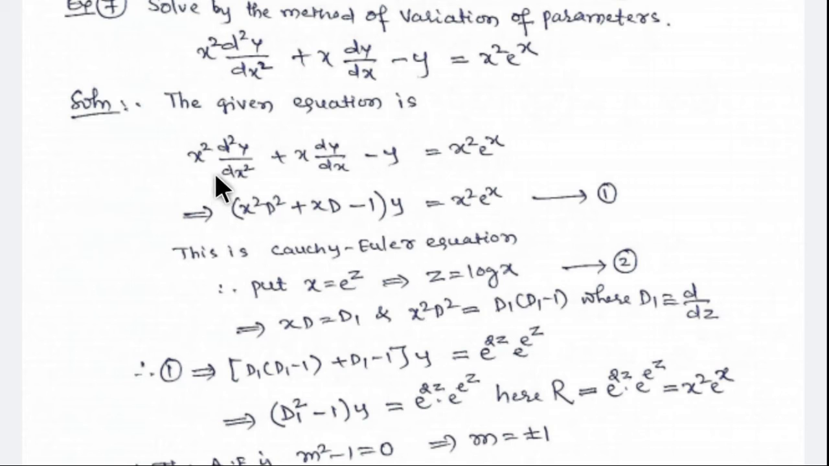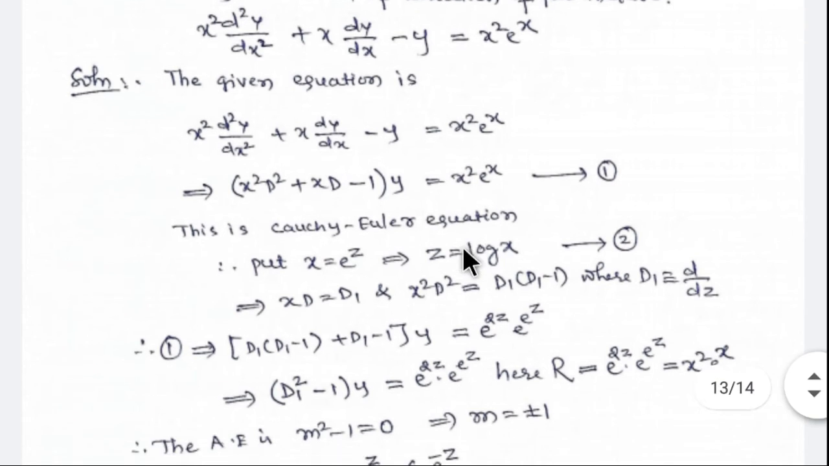So here you have to use the Cauchy-Euler equation method. First you have to reduce this into a linear differential equation with constant coefficients. So you can write in the symbolic form (x² D² + xD - 1) y = x² e^x. This you call equation 1. This is a Cauchy-Euler equation.